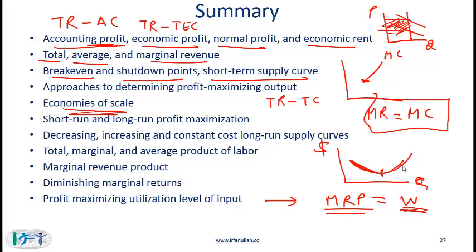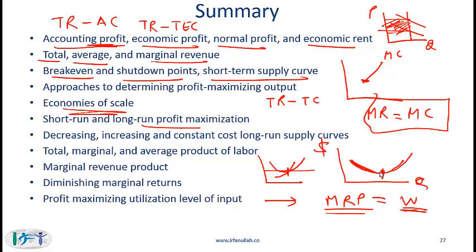Short run and long run profit maximization. With short run profit maximization, what we are looking at is the short run average total cost curve, and we are saying that we have a marginal cost curve which intersects at the minimum. The profit is maximized where the marginal cost curve intersects the marginal revenue curve. In the long run, we want to maximize profits by being at the efficient point.